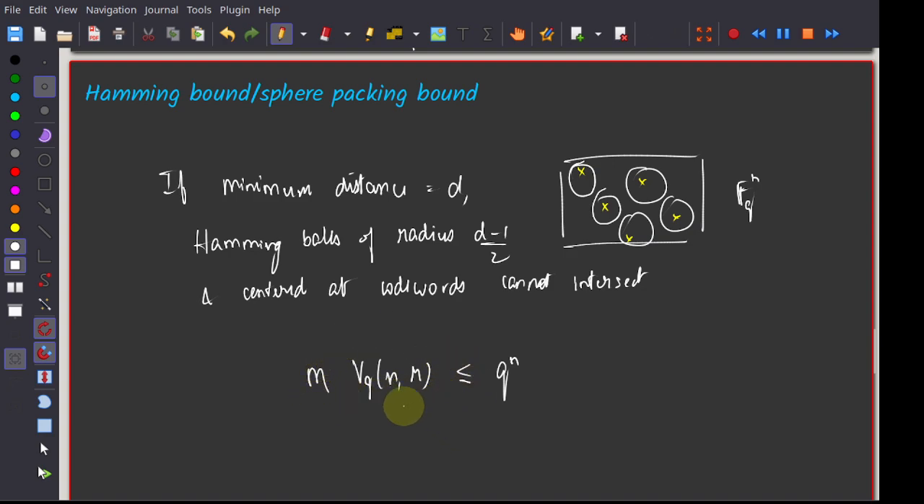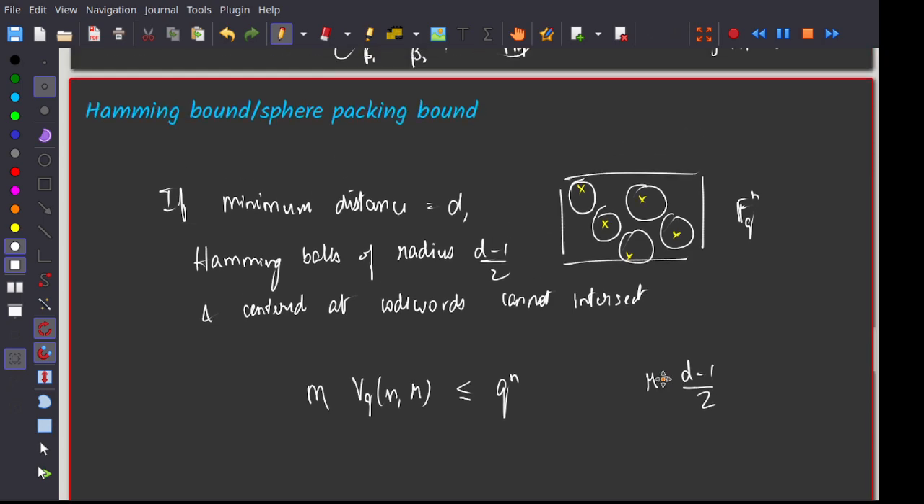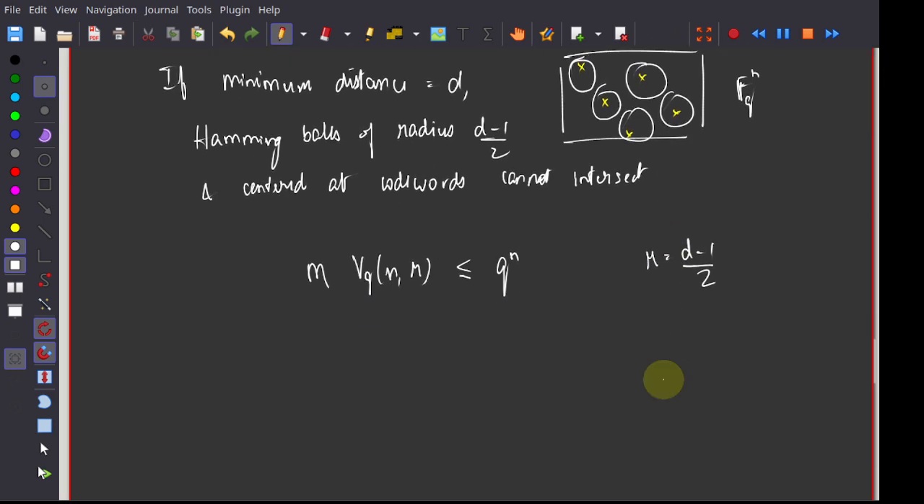This is the total volume of all the balls put together. The balls cannot intersect, right? So the sum of the volumes of all the balls can be no larger than the total volume that is available to me. Right? So think about this as though you have a tank full of water and you're trying to isolate them into little regions called balls, and no two regions can intersect with each other. So the total volume that you have has to be at least the sum of the volumes of the individual balls, where r is equal to (d minus 1) by 2. So now this gives a specific bound. So this is what we call the sphere packing bound or the Hamming bound. Correct.